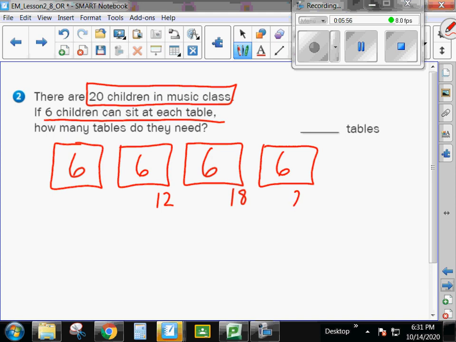Now I have 24. Do I need 24 seats? I don't need 24 seats. I only need 20. But the question says, how many tables do they need? Well, boys and girls, in order for everyone to sit down, I'm going to have to make 4 tables, right? If I only do 3 tables, there's not enough spaces to sit down. So I have to do 4 tables.